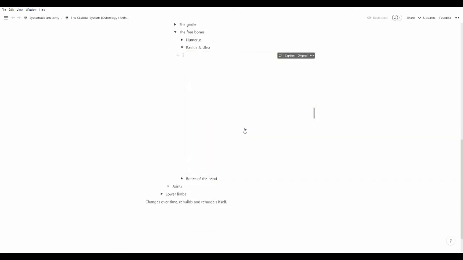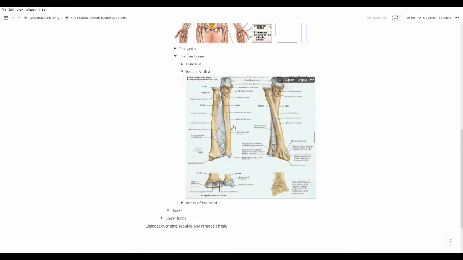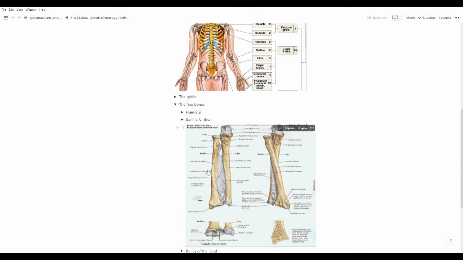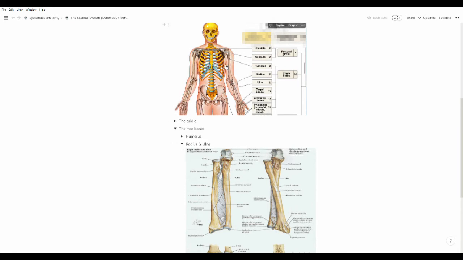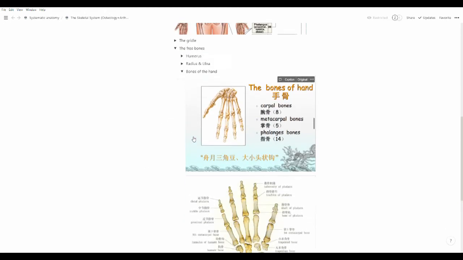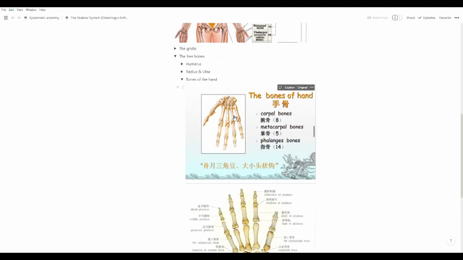And radius, ulna. Okay, we'll give it a second. Yeah, so the radius and ulna are two bones that are here basically, and they're together, beside each other. The one end touches the humerus bone, and the other end touches the bones of the hands, which we'll get into right now. So the bones of the hand, there are three types of bones in the hand.